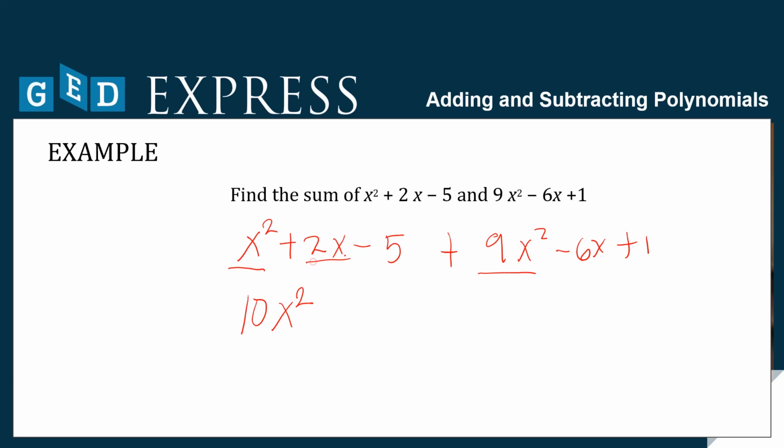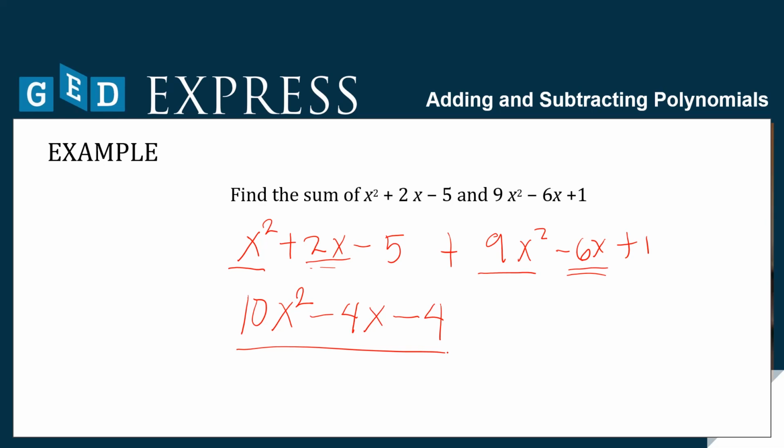Second, 2x and minus 6x. Combining them, we have 2 minus 6, the answer is minus 4. Then copy the variable. Minus 5 plus 1, we've got minus 4. So the sum is 10x to the power of 2 minus 4x minus 4.